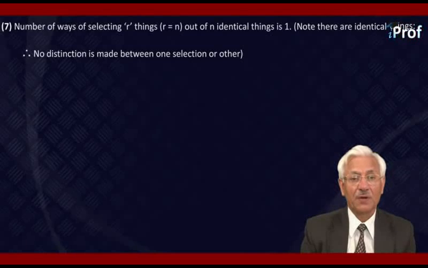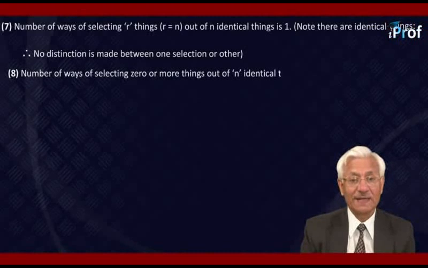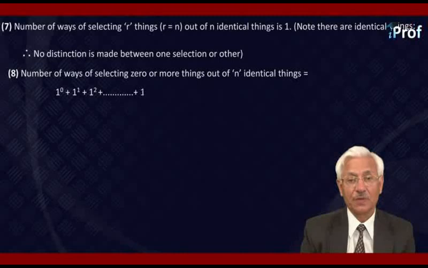The number of ways is only one. Next, the number of ways of selecting 0 or more than 1 out of n identical things is equal to 1 plus 1 plus 1 plus 1, n times. That gives you n plus 1, because using 0 we get 1, using 1 we get 1, and so on, it gives us n plus 1.